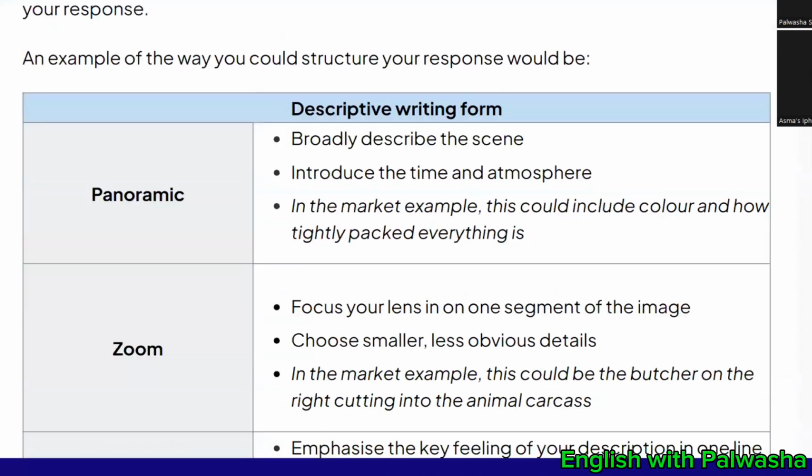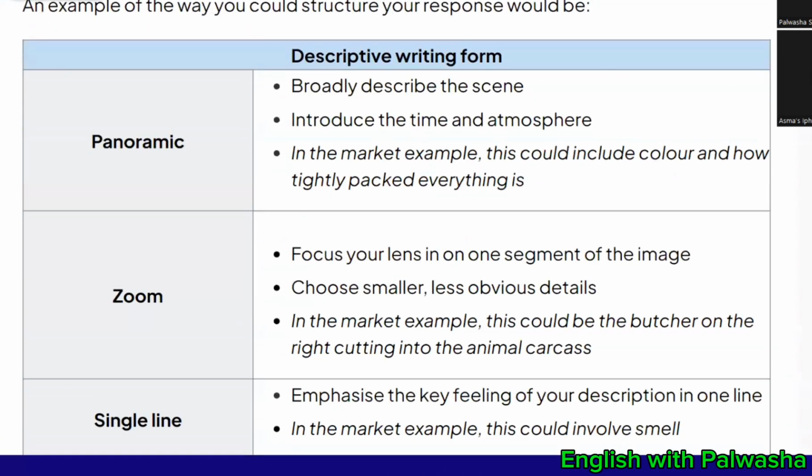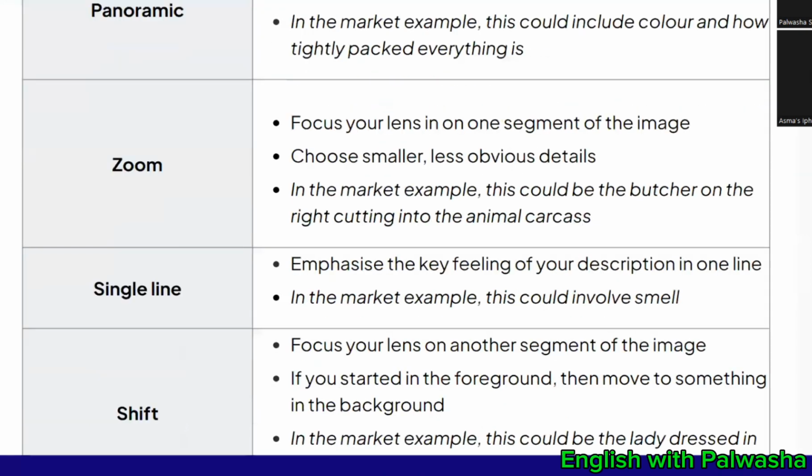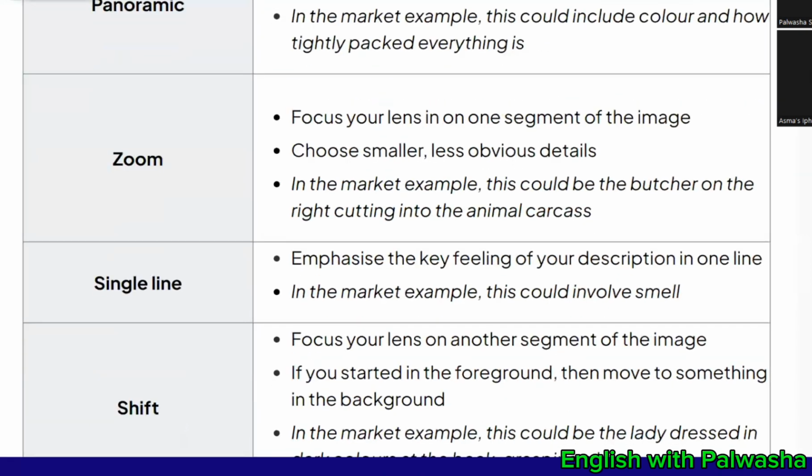All right. Then, there are descriptive writing forms as well. Panoramic, which broadly describes the scene, introduces the time and atmosphere. In the market example, this could include color and how tightly packed everything is. When you zoom, focus your lens on one segment of the image. Choose smaller, less obvious details. In the market example, this could be the butcher on the right cutting into the animal carcass.